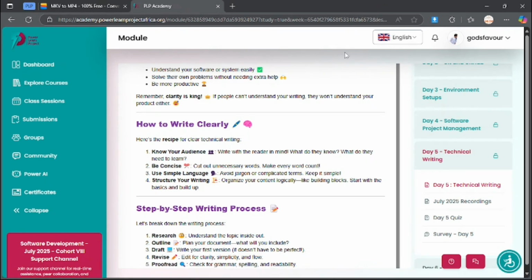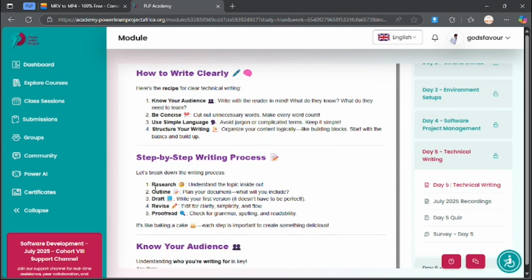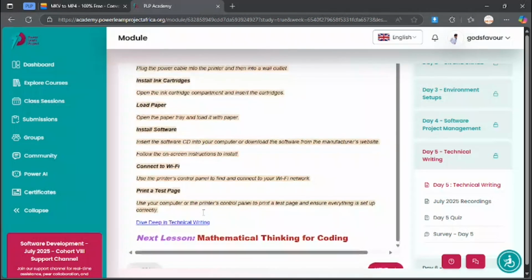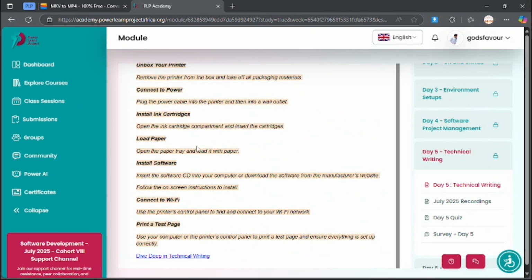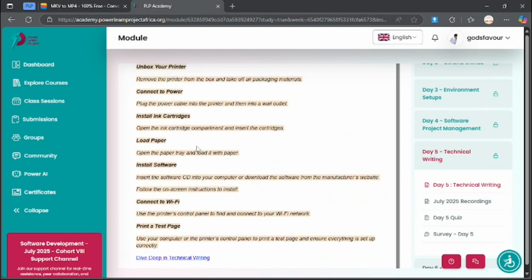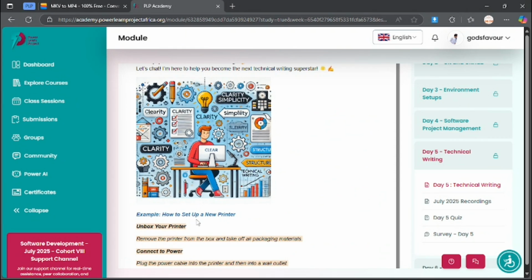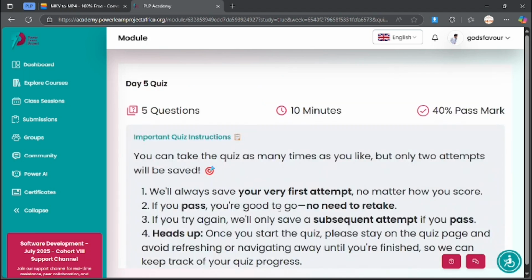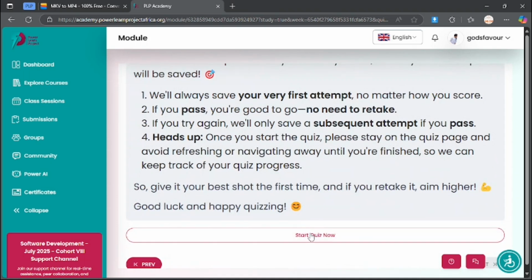Alright, let's continue again. And then the step-by-step process from research to the outline to the draft, revise and then proofread it again, and that's just it about this part. So this is actually not something to even stress about. And then we're given an example here, for example, how to set up a new printer and the likes. So I'm just going to jump directly to the quiz because that's my aim. I've read everything and it's actually not something tough. You don't even need to rack your brain to be able to solve it.